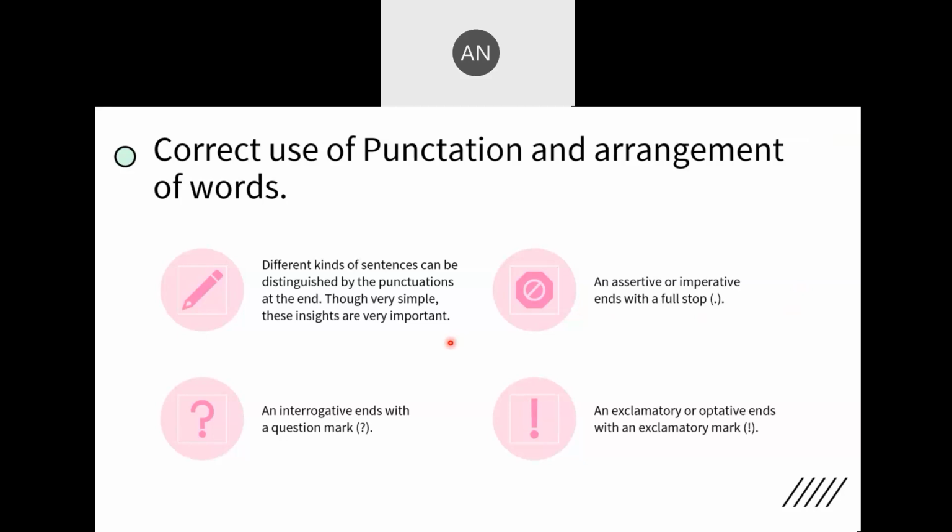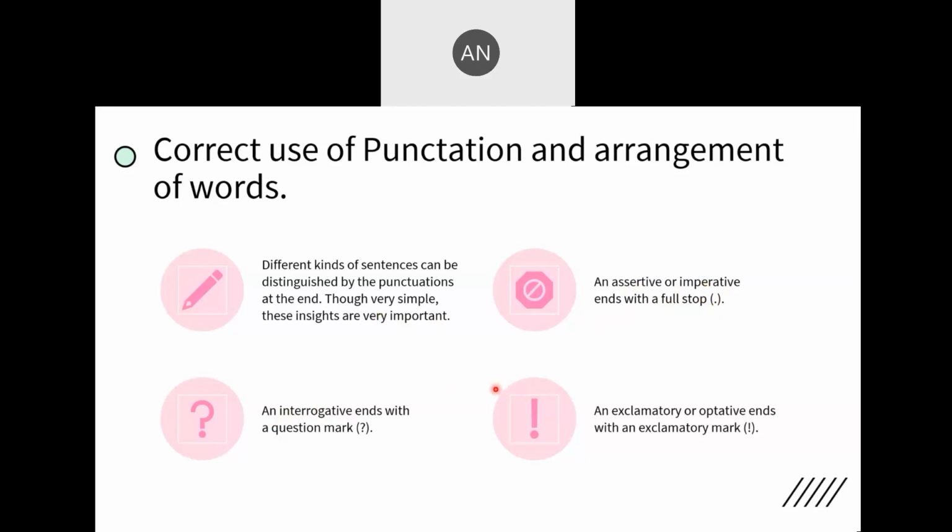Different kinds of sentences can be distinguished by punctuation at the end. Though very simple, these insights are very important. An assertive or imperative sentence always ends with a full stop. Full stop we call period also. If somebody says it ends with a period, that doesn't mean first period, second period, it means full stop.